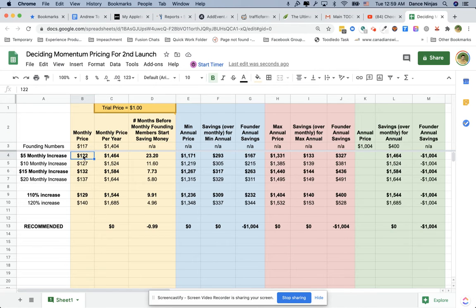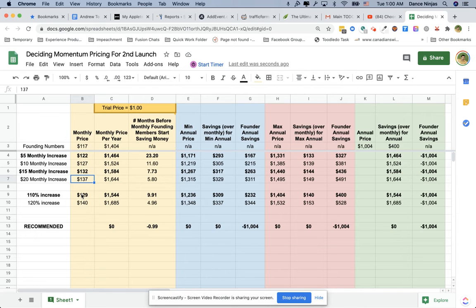These numbers are just $5 increments right here from 122 to 137. Then this is a 110% increase on 117, and this is a 120% increase, which is kind of like the minimum I would recommend and the maximum I would recommend. So it looks like your 132 and 137 both fit well within that range.